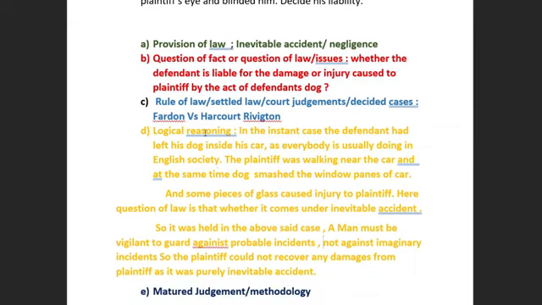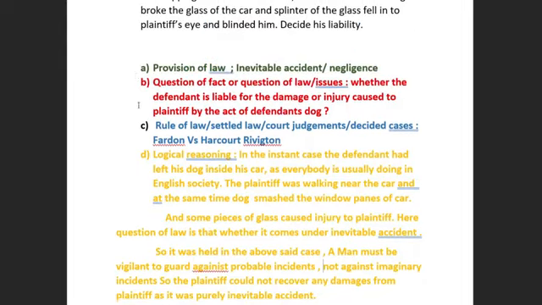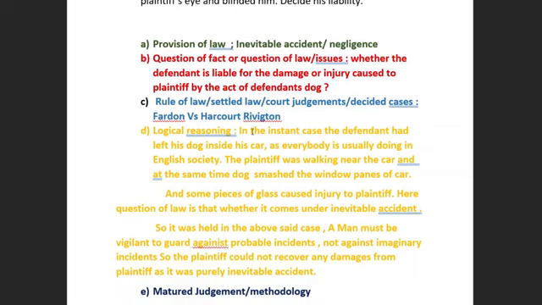Where we can find this aspect in the court judgment is under Forden versus Harcourt Rivington. Forden versus Harcourt Rivington. So you have to analyze all these things: provision of law, issues, and the decided cases. So under logical reasoning, you have to analyze all these things.